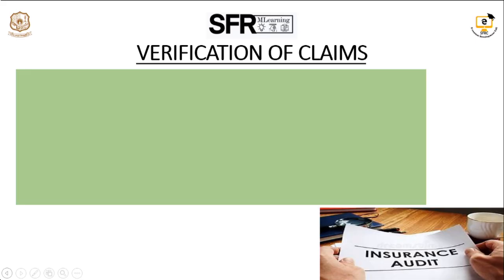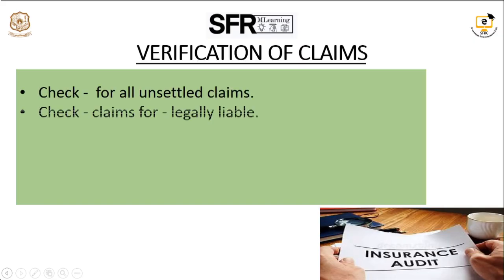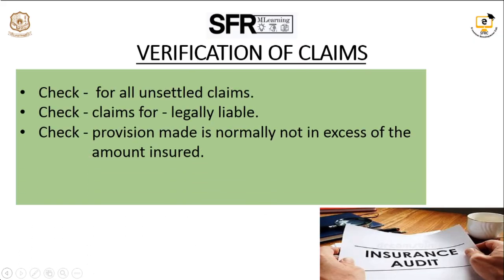The claim account is debited with all the payments including repair charges, firefighting expenses, police report fees, survey fees, amount credited by the court, travel expenses, photograph charges, etc. The auditor should check whether the provision has been made for all unsettled claims and whether the provision has been made for only such claims for which the company is legally liable.